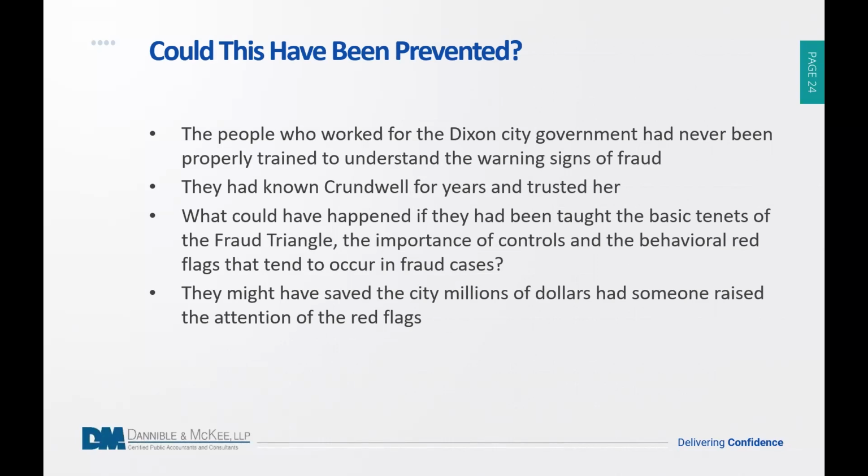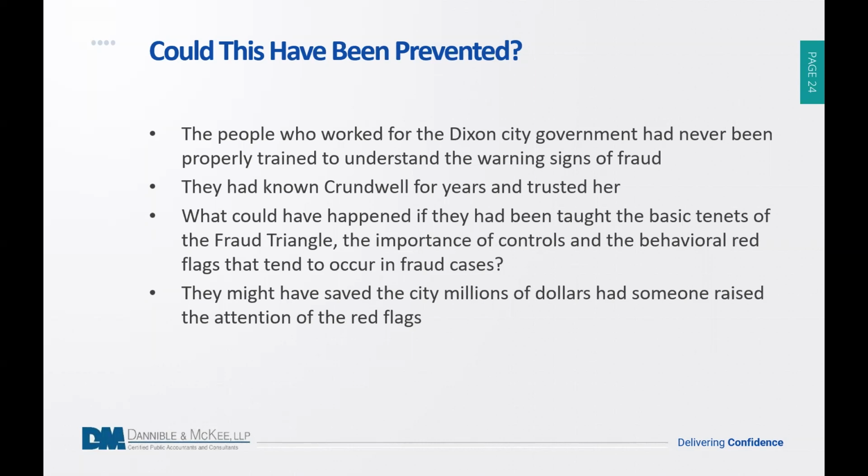The people who worked for the Dixon city government, they just had never been properly trained to understand the warning signs of fraud. They had known the comptroller for many years. They trusted her. You know, if they had just been taught the basic tenets of the fraud triangle, the importance of controls and behavioral red flags that tend to occur in fraud cases, they could have raised the attention and stopped this several years before it was actually caught.